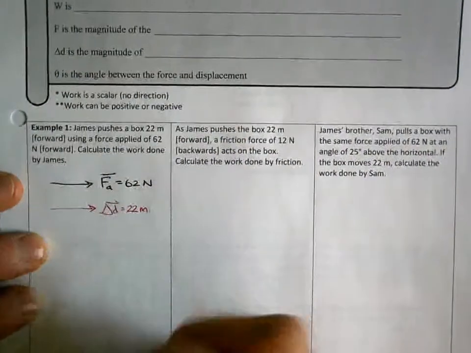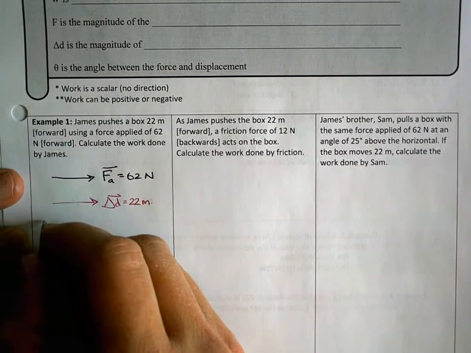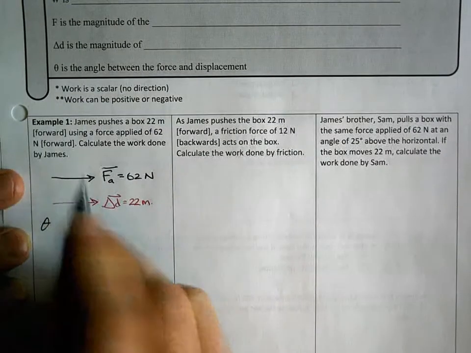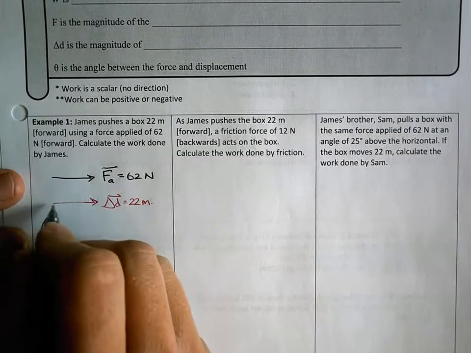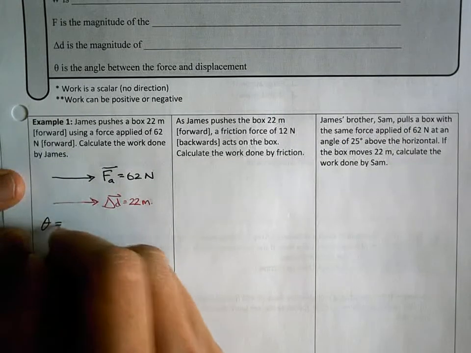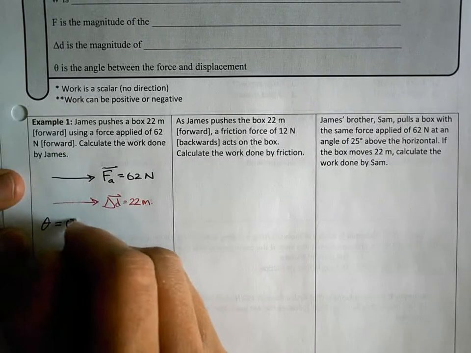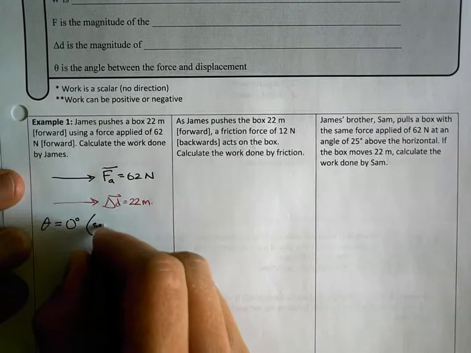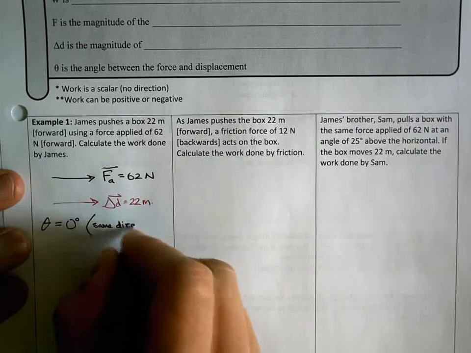Okay, now when you look at these two arrows, they're in the same direction. So if I were to plant this on top of this, the angle between them, well, there is no angle, they're the same. So theta, the angle between them, is 0 degrees. I'll just put here, they're in the same direction. So it's kind of an easy one.